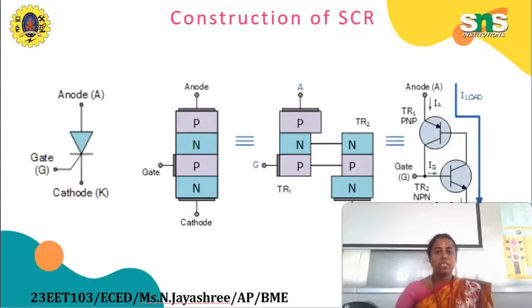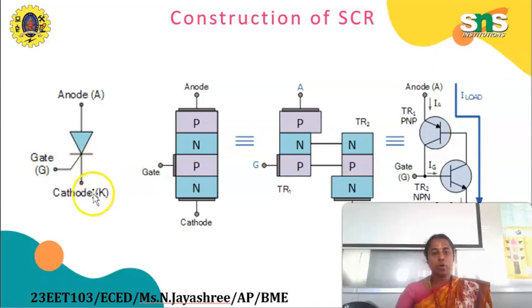So let us see the construction of SCR. It is a 4-layer PNPN device with 3 terminals, where P is connected to the anode and N is connected to the cathode, and the gate is connected in between N and P. The anode and cathode form the regions that form the symbol. This is the symbol of SCR, and this PNP and NPN form transistor 1 (TR1) and transistor 2 (TR2). TR1 is the PNP transistor and TR2 is the NPN transistor. Both are connected together as shown in this figure.